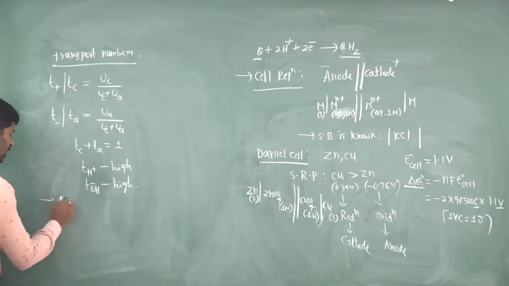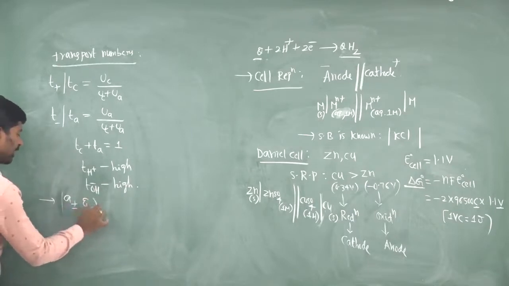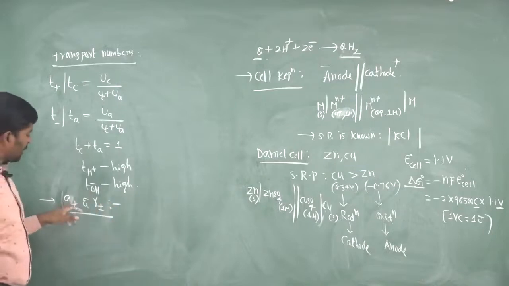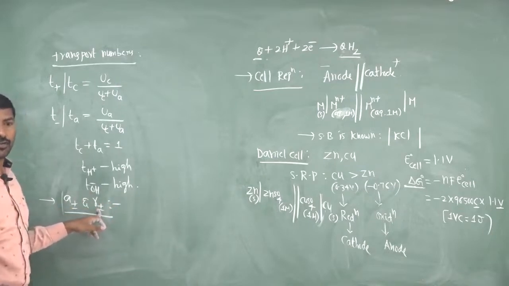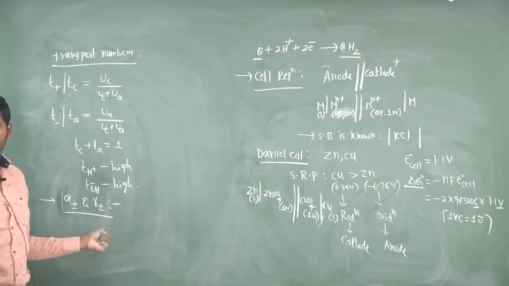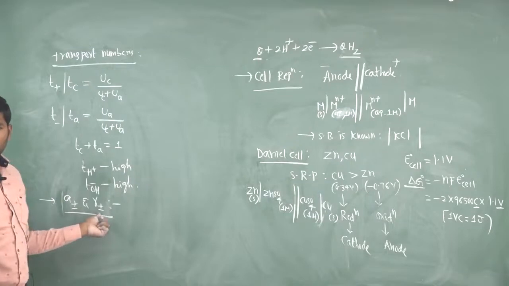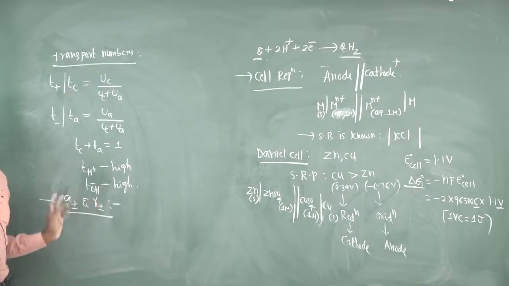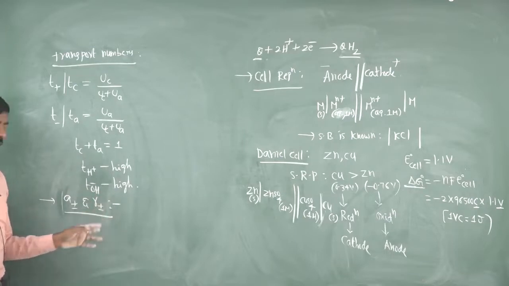Next, we discussed the concept of mean ionic activity and mean ionic activity coefficient. Generally, activity and activity coefficient we follow for non-electrolyte solutions to explain deviation from ideal behavior. But for electrolyte solutions, what we follow is mean ionic activity and mean ionic activity coefficient.